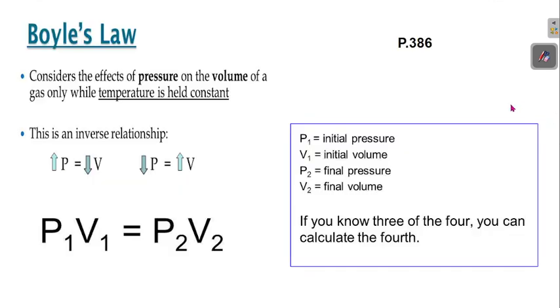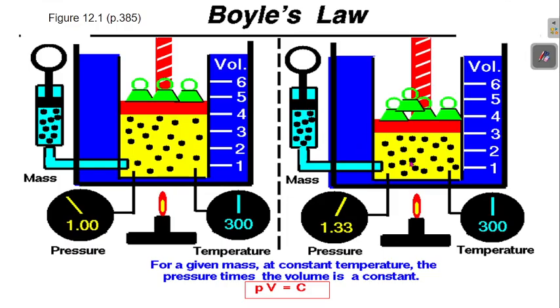Here's another way of looking at his law, page 386. During his experiments, he was looking at the effect of pressure on the volume of a gas, while the temperature was held constant, so he did not change the temperature. He just wanted to see how pressure affected the volume of a gas. So he saw that if pressure increased, the volume went down, which is what we saw a minute ago, right here in this picture. You increase the pressure, putting more weight on top of the container, the volume went down. It pushed down on the volume.